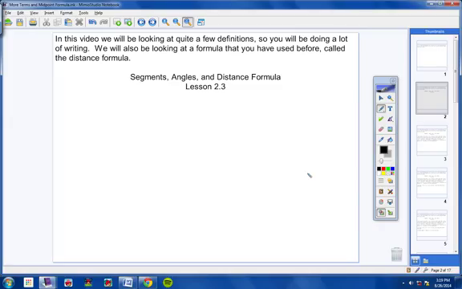Segments, angles, and distance formula. And the lesson number is 2.3. So go ahead and write all that down if you would, please, and also include today's date. All right.